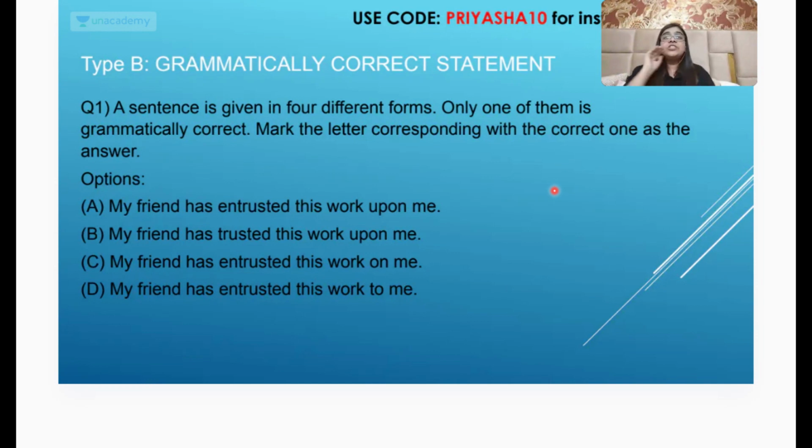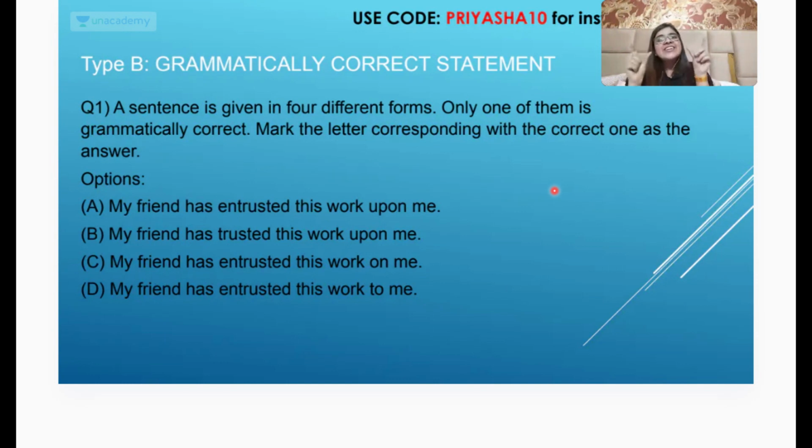So, entrusted means to trust. Okay, I have given you this responsibility. So, my friend has entrusted this work to me, he gave it. Remember it like this, to me, not upon me, on me. What, is it putting it on your head or what? No. Right, so it's entrusted to me.